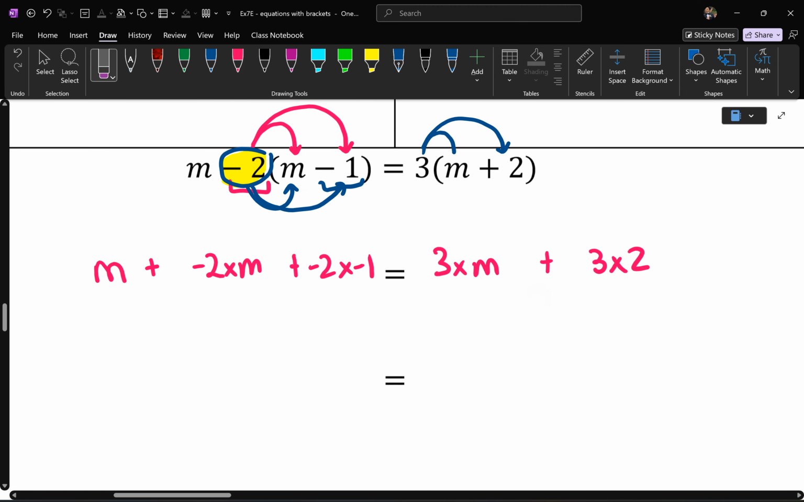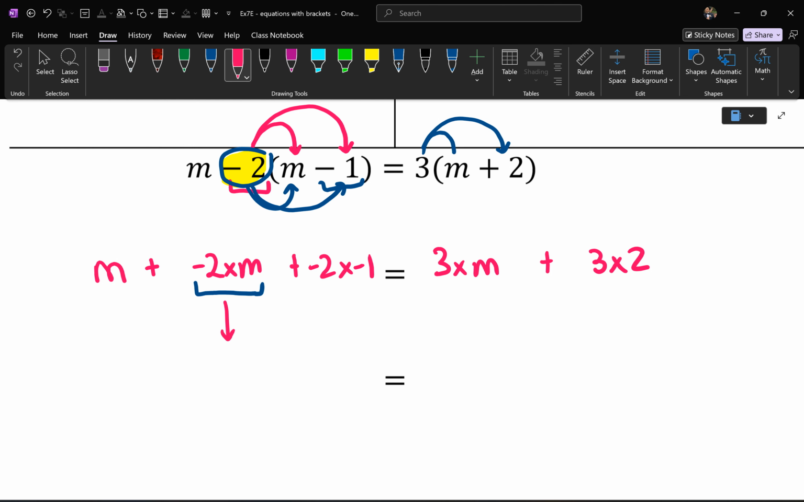Let's work it out. What is -2 times m? Can I please have, let's go with Ava. -2 times m simplifies to? That's it. -2m. Nah, it's not a trick. It's just me asking a question. Next one. We've got -2 times -1. What's -2 times -1? Let's go with Liam.